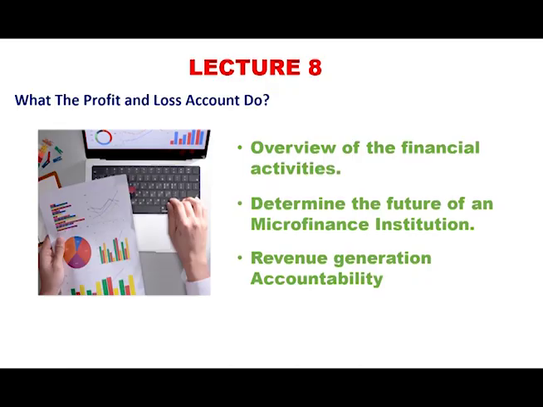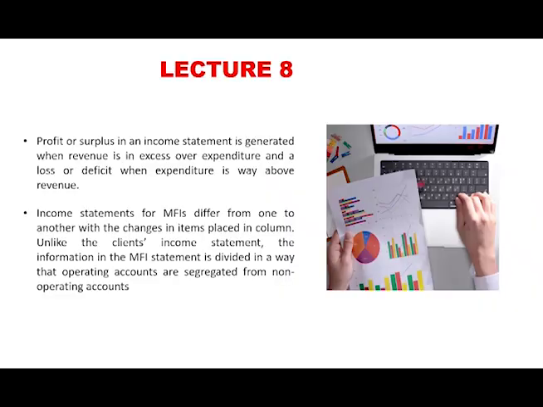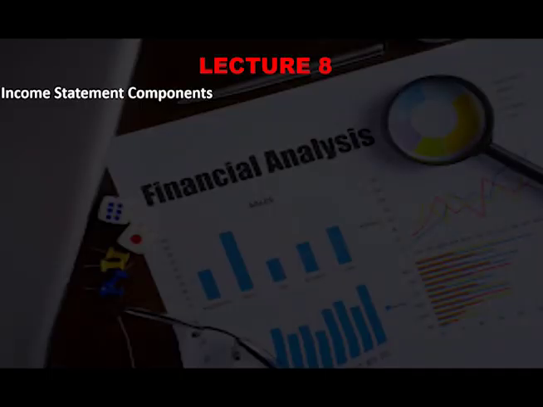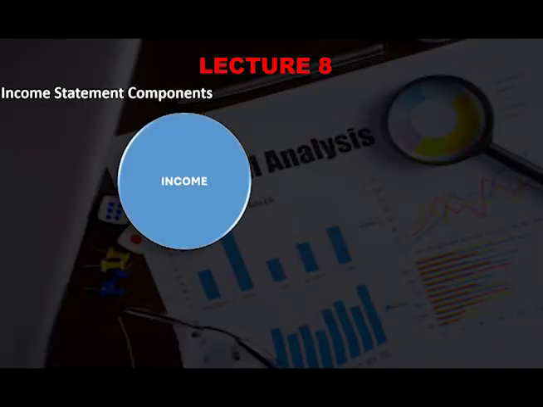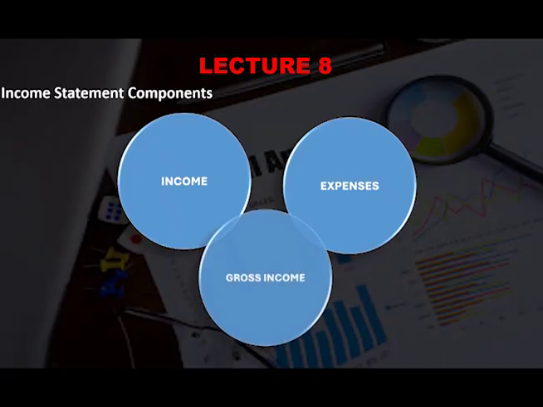Income statements for MFIs differ from one another, with changes in items placed in the column. Unlike the client's income statement, the information in the MFI statement is divided in a way that operating accounts are segregated from non-operating accounts. The income statement is divided into two components, namely, the income and the expenses. The profit or loss position arises when one of the items supersedes the other in terms of the budget. The analysis of both gives us the gross profit.